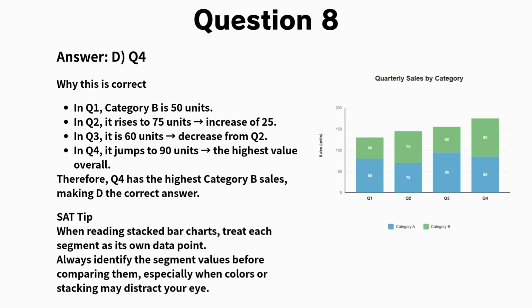Don't be misled by the total height of the bars. This question asks specifically about category B, not the combined total. Focus only on the green segments representing category B. Always extract the specific values you need from the chart or legend before making comparisons. Stacked charts can be visually complex, but breaking them down into individual components makes them much easier to analyze. This skill of isolating specific data segments will help you on more complex multi-category analysis questions.